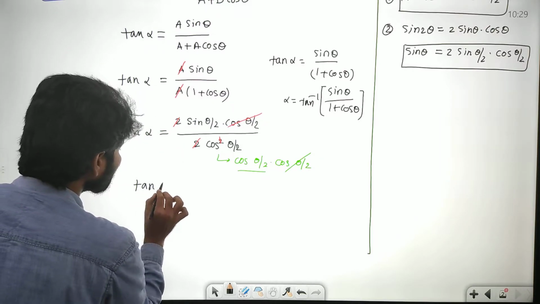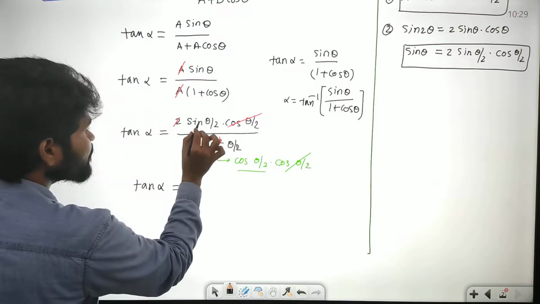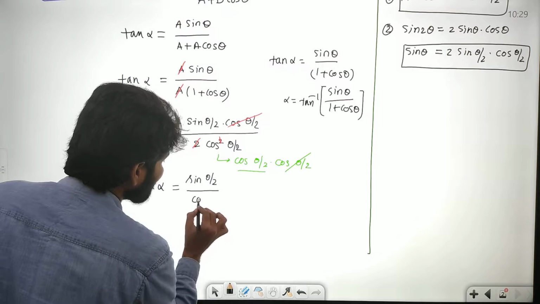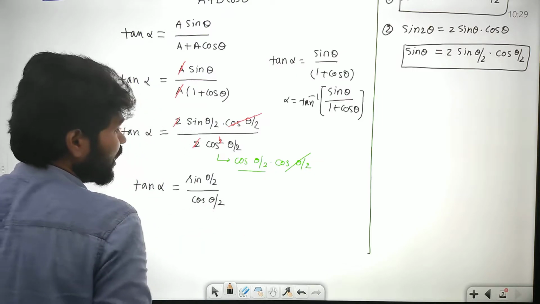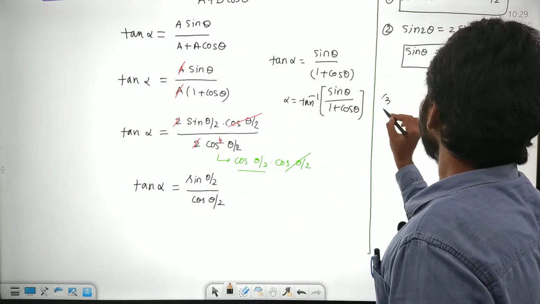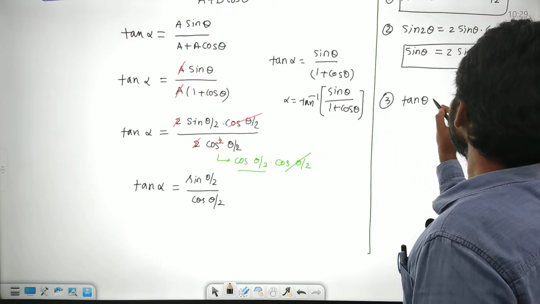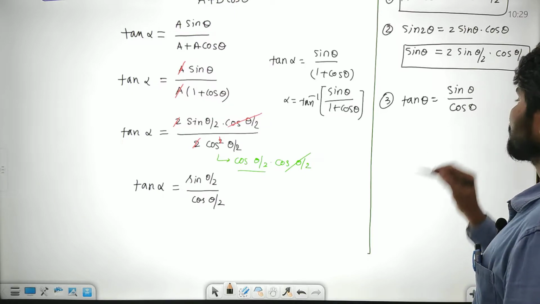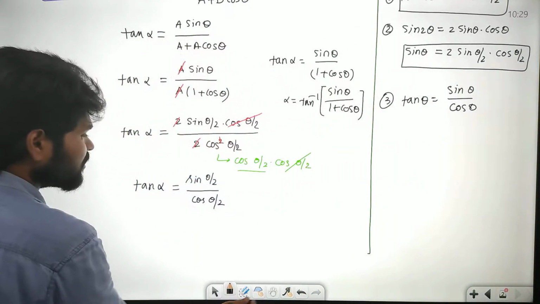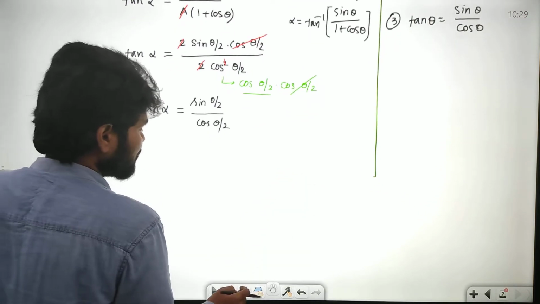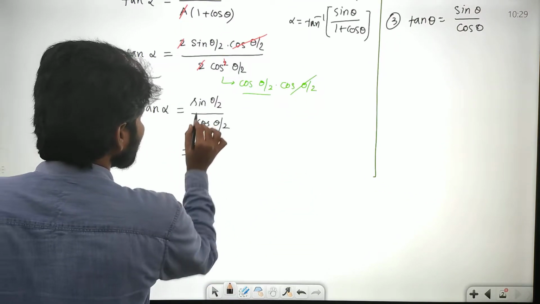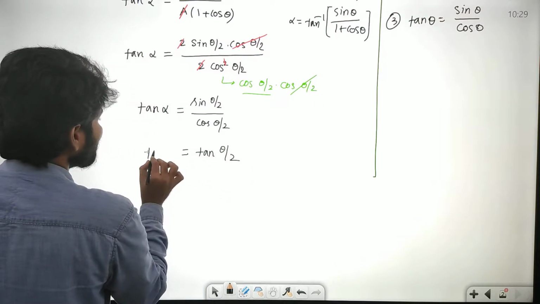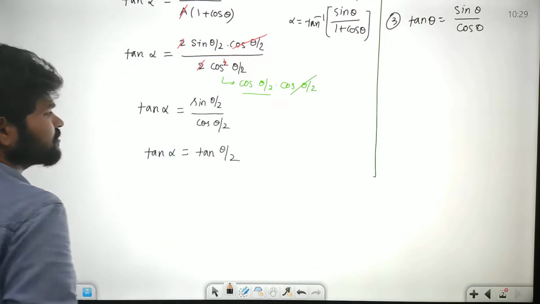Tan alpha equals sin theta by 2 over cos theta by 2. We already know the tan theta definition: tan theta is nothing but sin theta by cos theta. See, I am writing this equation like this. So this equals tan theta by 2, which is nothing but tan alpha.